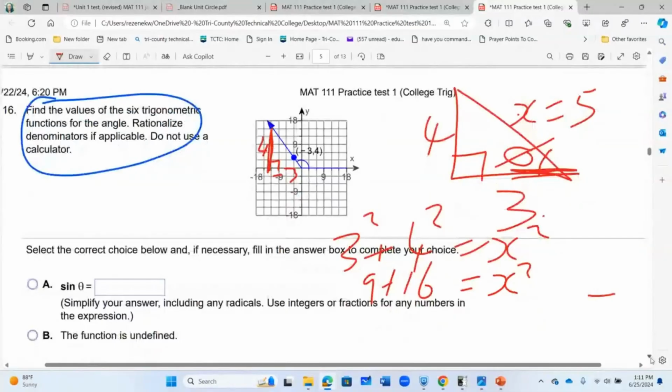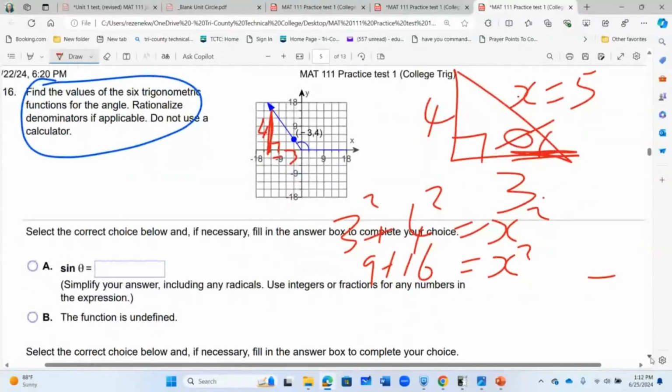Okay, so let me go from what I just found. Sine theta is opposite to phi. You can call this theta, whatever you call it, that's fine. But opposite over, remember SOHCAHTOA.